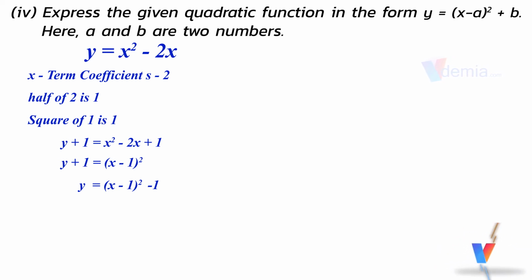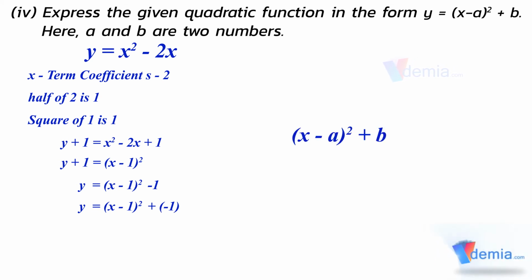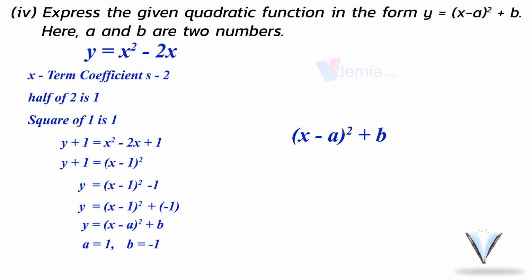So we can write this as y equals x minus 1 all to the power 2 plus minus 1, because we need this equation in the form y equals x minus a all to the power 2 plus b. Since we need a plus here, we are changing the equation. So now we have derived the form we needed. Here a equals 1 and b equals minus 1. Keep this in mind. Okay guys, so we shall do the next question.